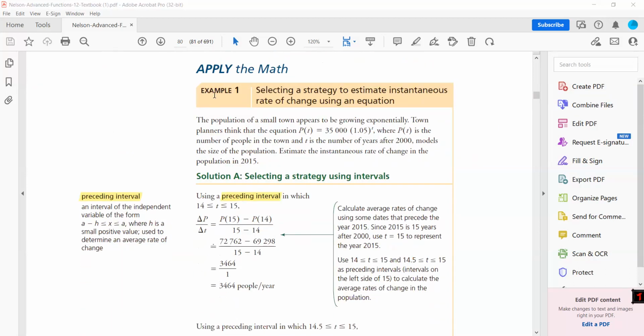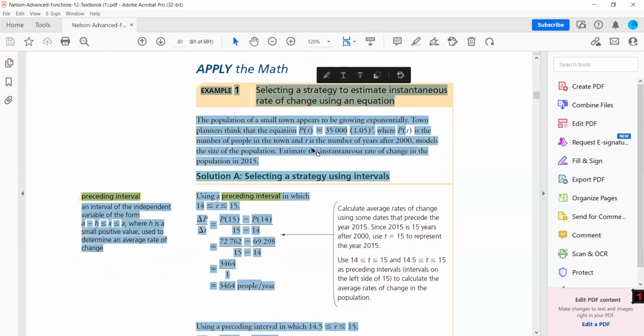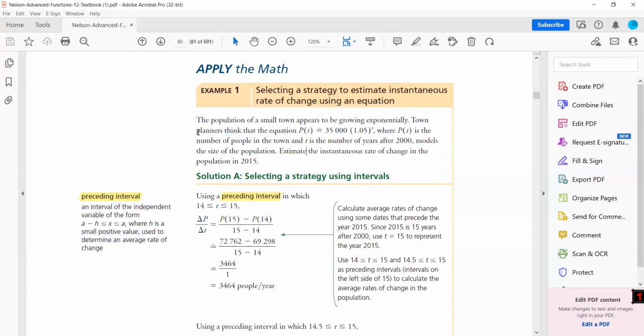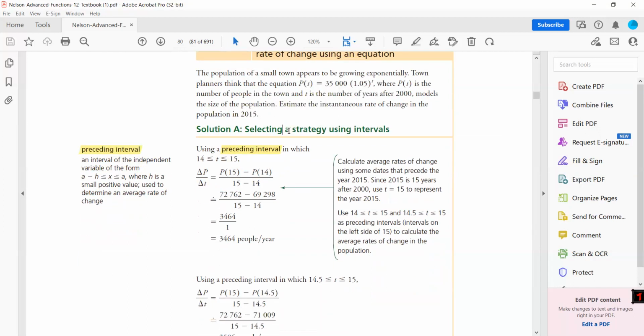Apply the math. Let's do several examples together to strengthen your understanding. The population of a small town appears to be growing exponentially. Town planners think that the equation P of t, population over time, models the size of the population, where P of t is the number of people in the town and t is the number of years after 2000. Estimate the instantaneous rate of change in the population in 2015.